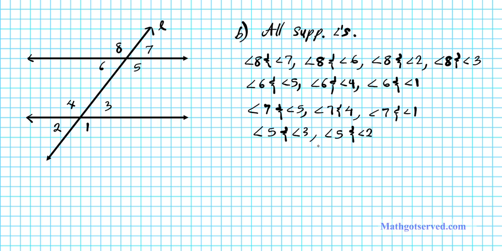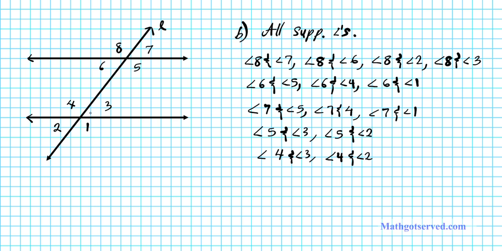Now, let's finish this off by dropping down to this point. We've gone through 8, 7, 6, 5. Now let's look at angle 4. What angle is supplementary to angle 4? Angle 4 and angle 3 form a linear pair, so angle 4 and angle 3. What else is supplementary to angle 4? Angle 2 also. They form a linear pair, so angle 4 and angle 2. Now, which other angle can we look at?